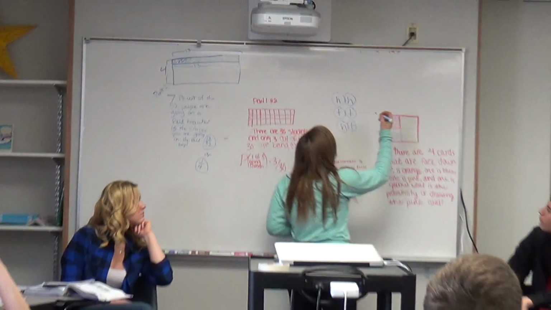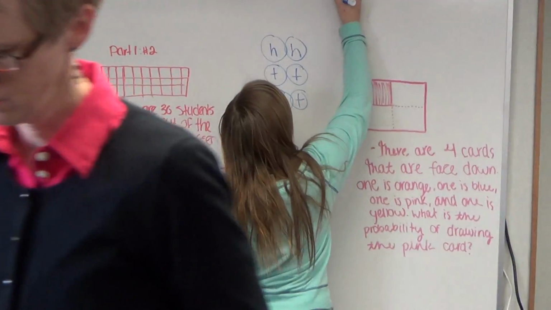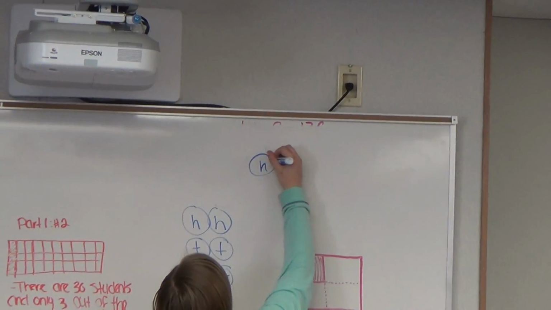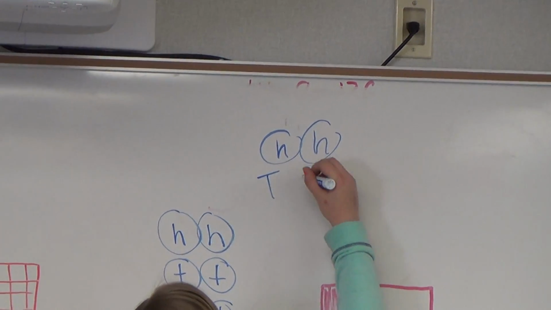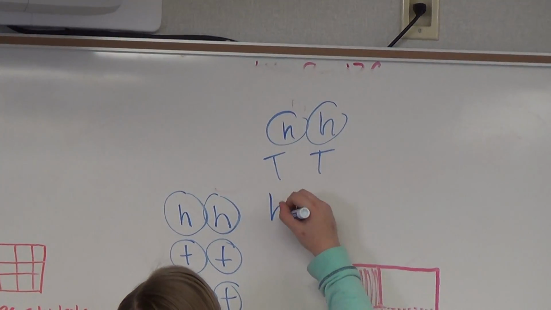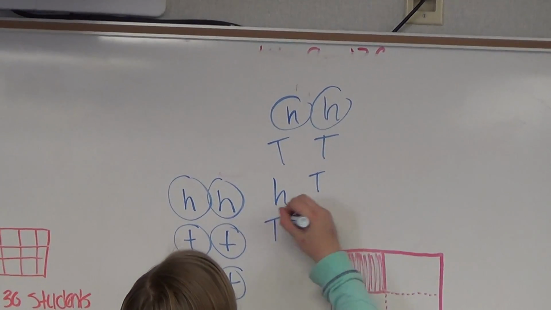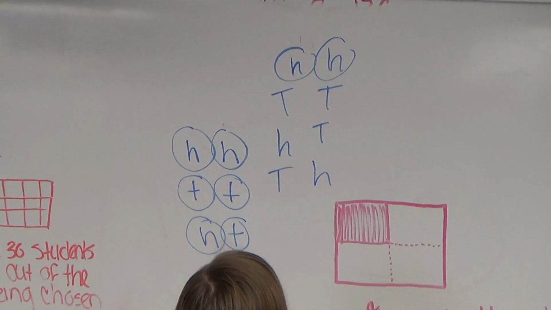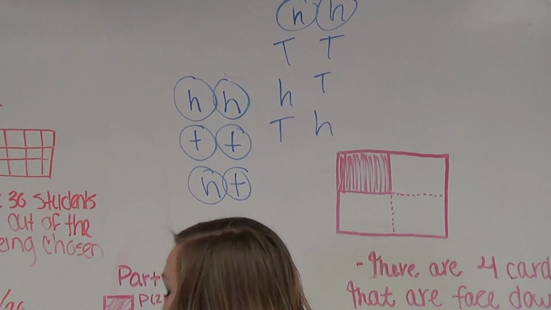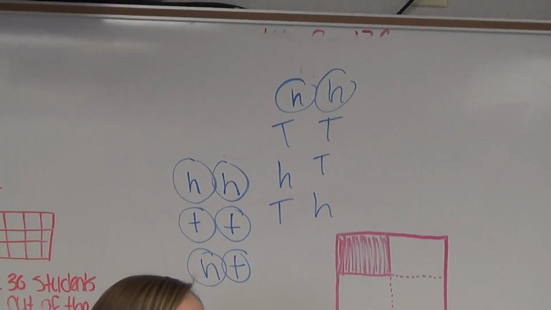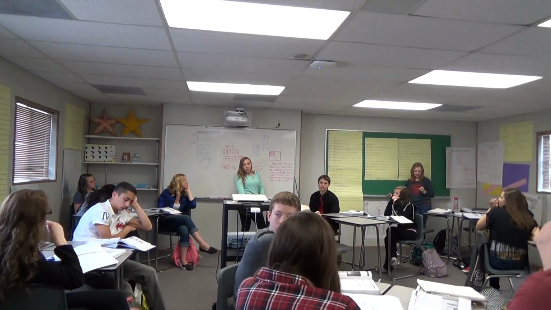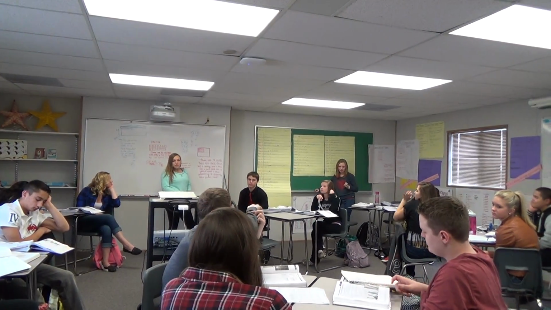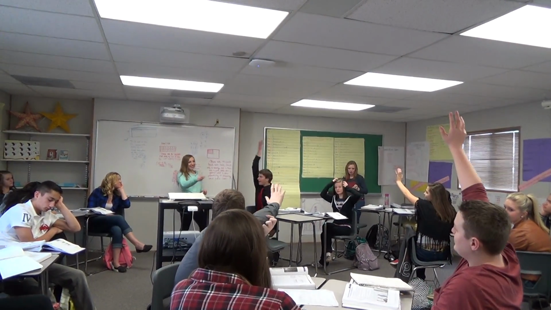There's 4 possibilities because you could get heads, heads, or tails and tails, or you could get a heads, tails, or a tails and a heads. All right, so before we jump in, what's the probability of getting heads, heads in Hannah's scenario? All right, fire away.